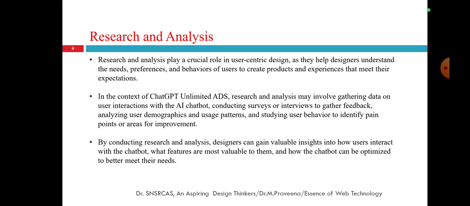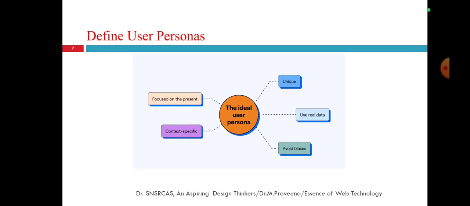In the context of ChatGPT, research and analysis may involve gathering data on user interaction with AI chatbots, which is one of the websites, conducting surveys or interviews to gather feedback, analyzing user demographics and usage patterns, studying user behavior to identify pain points or areas of improvement. By conducting research and analysis, designers can gain valuable insights into how users interact with the chatbot, what features are most valuable to them, and how the chatbot can be optimized to better meet their needs.